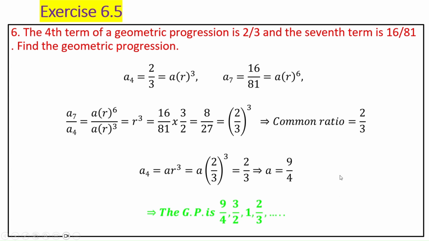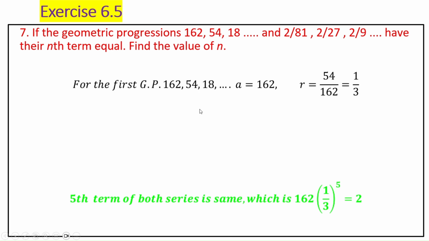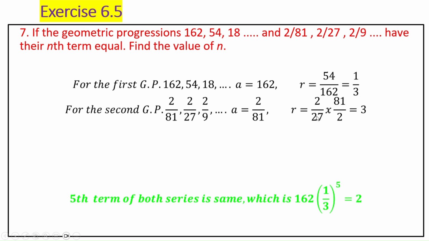Okay, next. Two geometric progressions are given, and their nth terms are equal. The question is to find the value of n. Which term of these two geometric progressions is the same? Let's assume the nth term of both is the same. For the first geometric progression, a is 162 and r is 1 by 3, and for the second, a is 2 by 81 and r is 3.